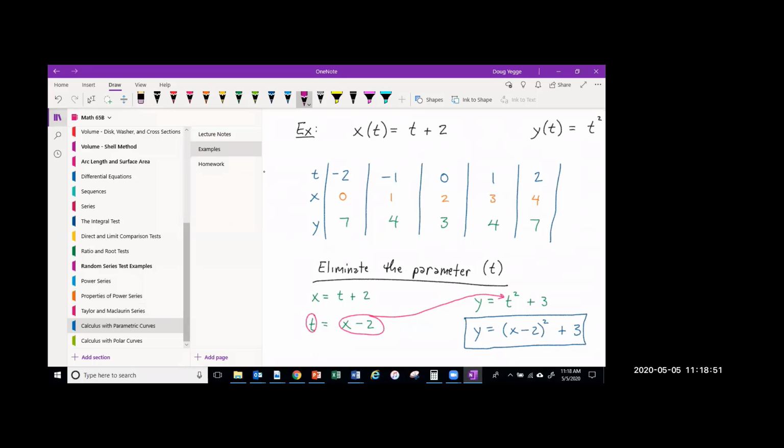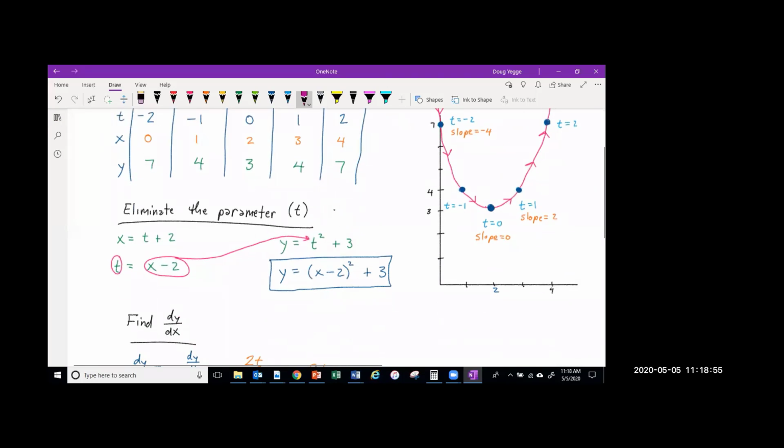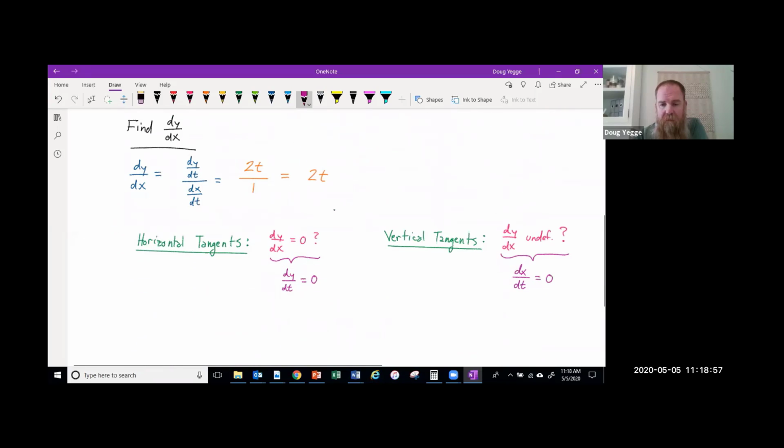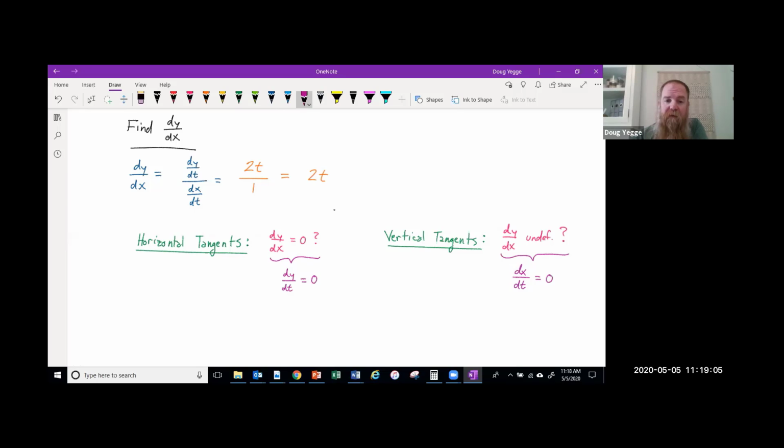Professor, how about dy/dt and dx/dt equal to 0 at the same time? Say that one more time. dy/dt and dx/dt equal to 0 at the same time. Oh, that's a good question. If they're equal to 0 at the same time, then it's still going to be undefined. It's just an indeterminate form. So the 0 in the denominator overpowers the 0 in the numerator. Essentially, when I say 0 over 0, that's still undefined.